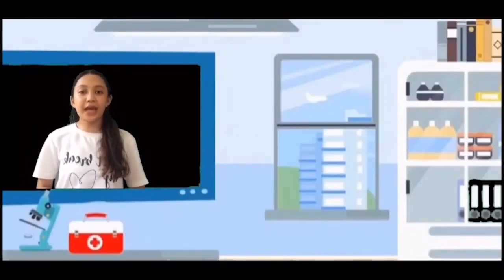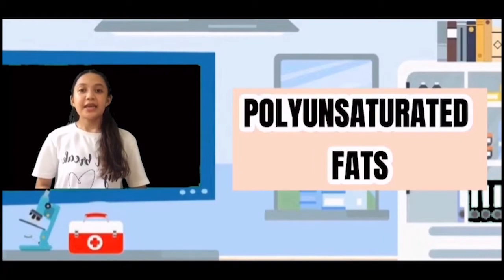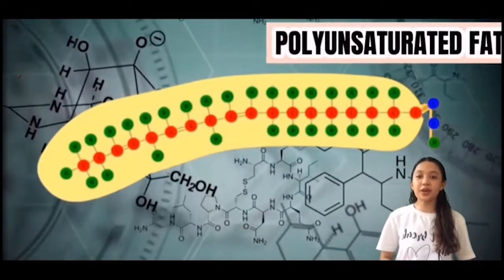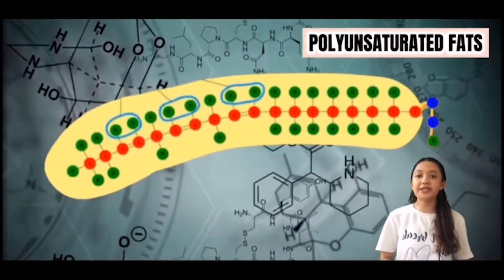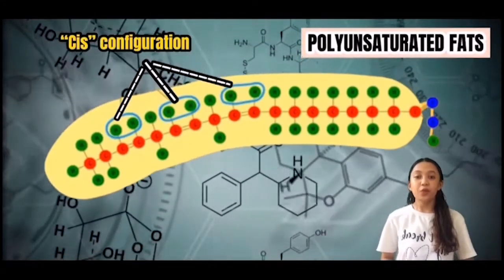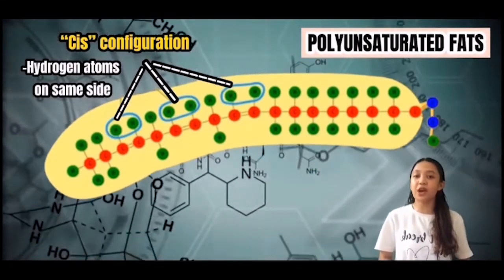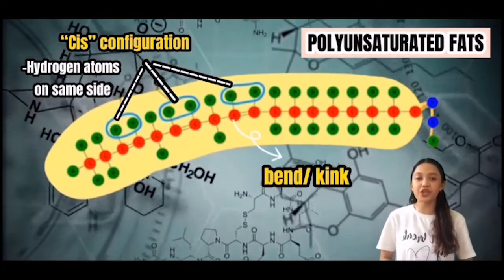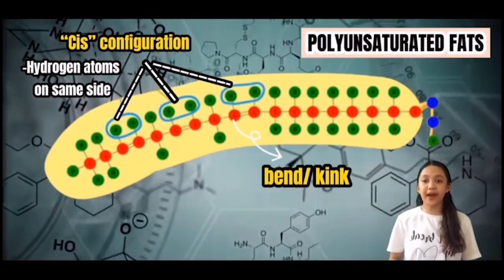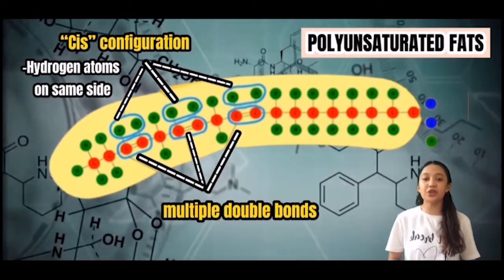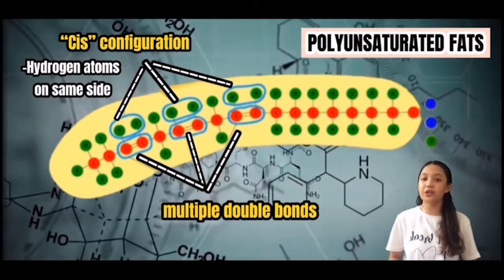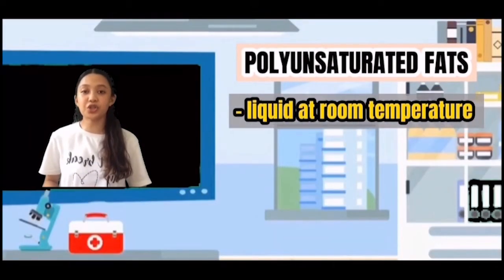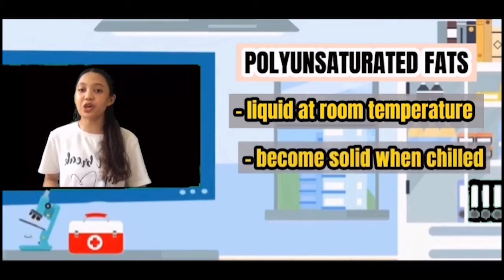So the last subtype of unsaturated fats is the polyunsaturated fats. Polyunsaturated fats also have a cis molecular formation wherein the hydrogen atoms are on the same side, also giving it a kink formation. Polyunsaturated fats have more than one unsaturated carbon double bond in their molecule. They're typically liquid at room temperature but start to turn solid when chilled.